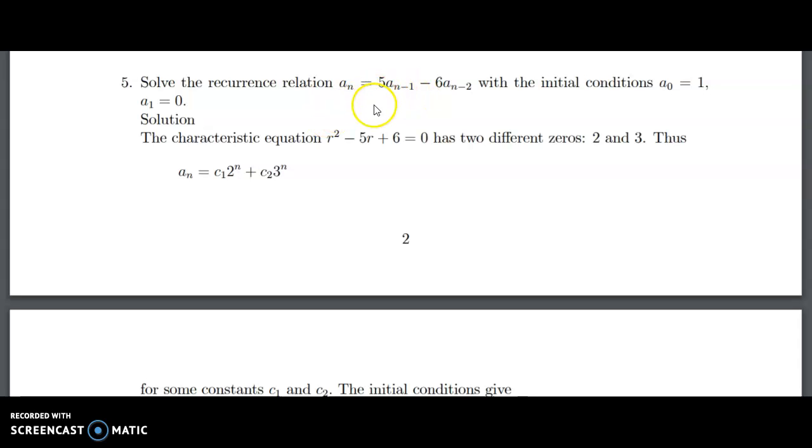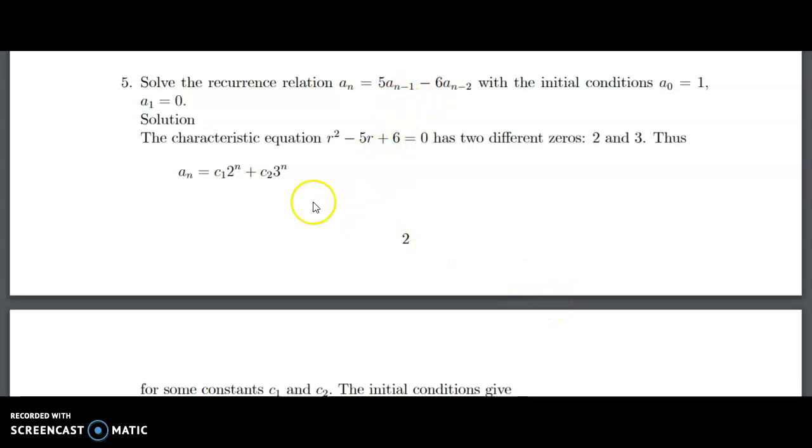Then move all terms to the left-hand side, you get this equation. You solve this quadratic equation. It has two different zeros, 2 and 3 in this case. The theorem says any sequence that satisfies this recurrence relation has nth term in this form where C1 and C2 are some constants. You fix those constants, you get a sequence that satisfies this recurrence relation.